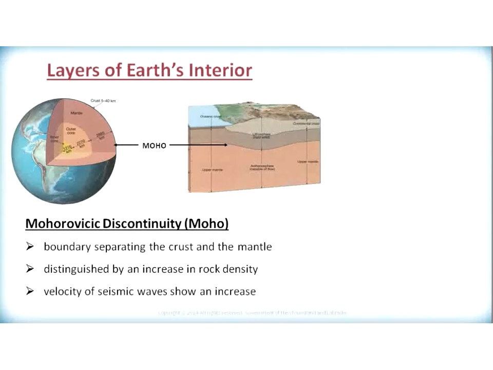Beneath the crust, we have a boundary, which is not a layer, but it's just a boundary that separates the crust from the mantle. This boundary is called the Mohorovičić discontinuity, Moho for short. It is distinguished by an increase in rock density, and this is due to velocity of seismic waves, which show an increase as they move through the crust into the upper mantle called the asthenosphere.